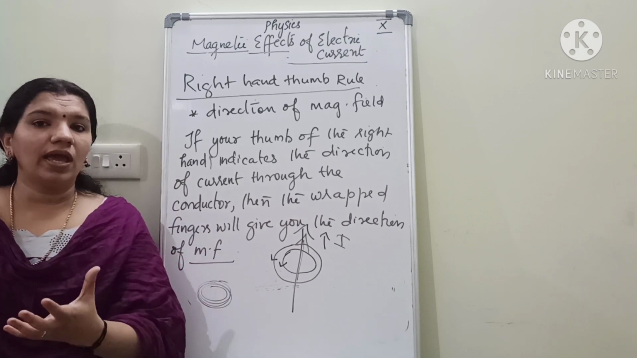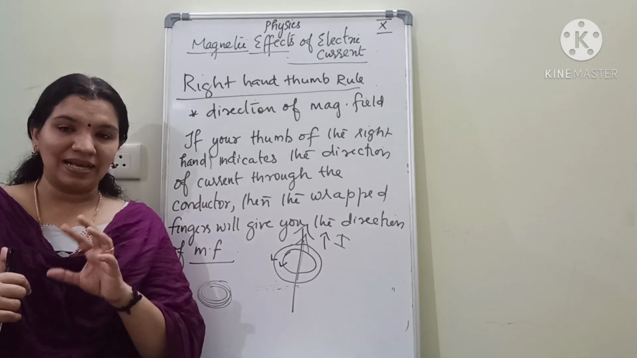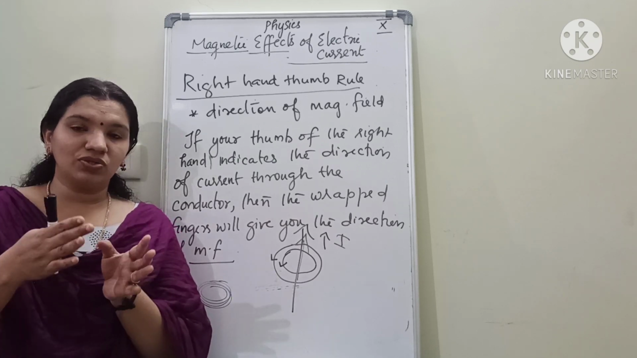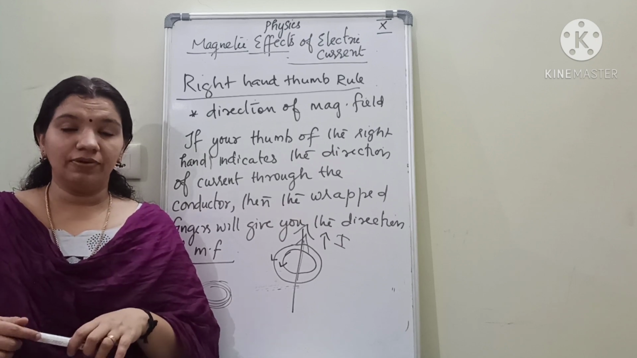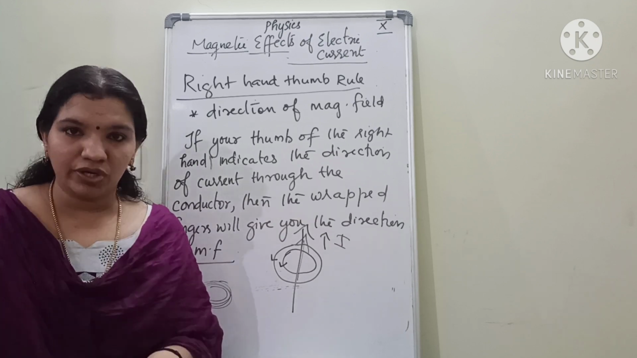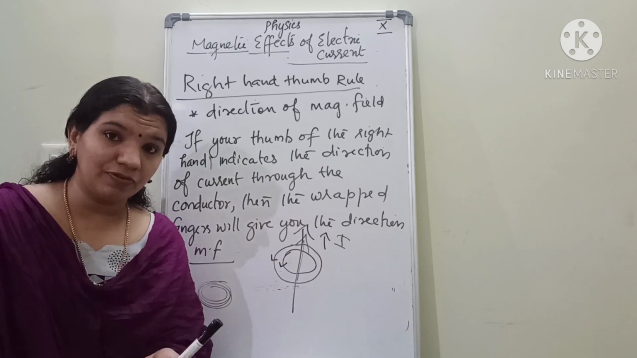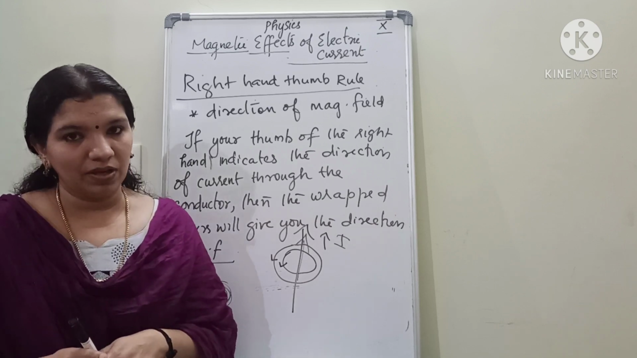Understand? In any way, the question can be asked, so you should be flexible. You have to move according to the diagram or the given statement. If the conductor is facing towards the north, what about the direction of magnetic field? Or if the direction of magnetic field is given, you have to find the direction of current. In any way the questions can be asked.